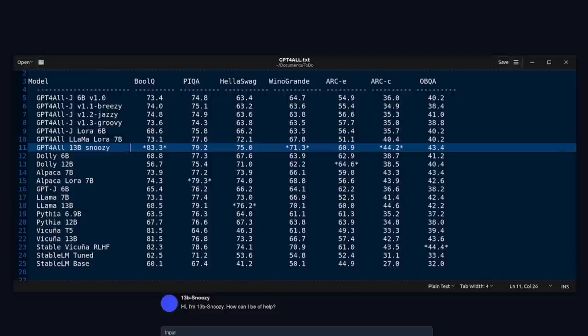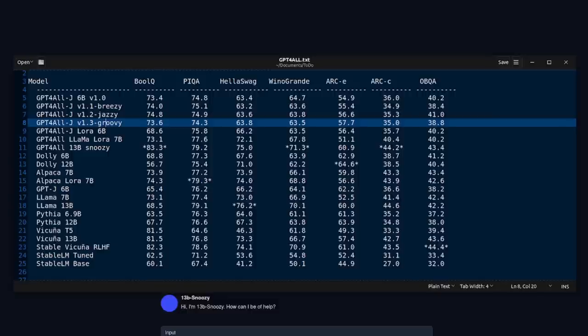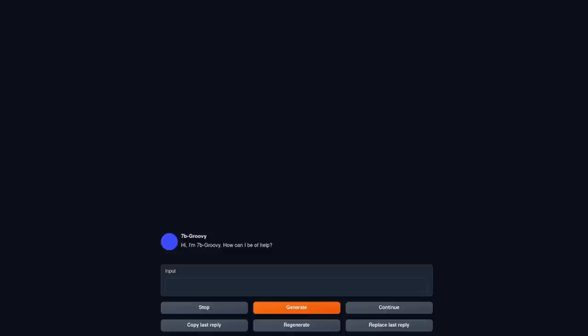The table from the model card gives us some rather interesting results. As you can see there, GPT4All-13B Snoozy actually scores the highest in a number of columns. Groovy doesn't do quite as well, but then of course it is a lot smaller, and it's certainly comparable to things like Llama 7B. Alrighty then, let's dive into doing some tests.